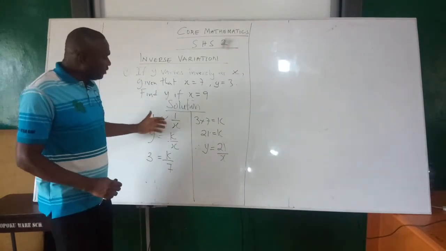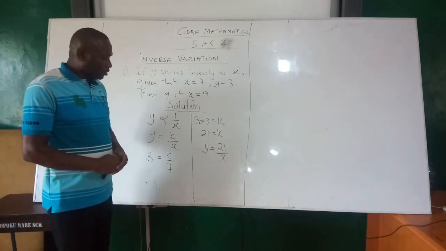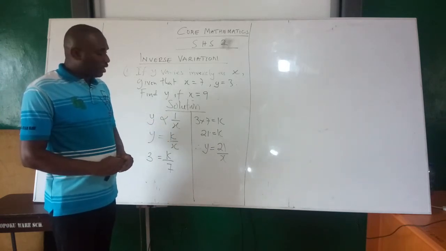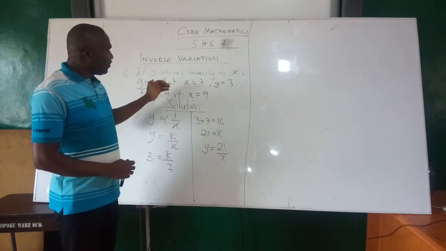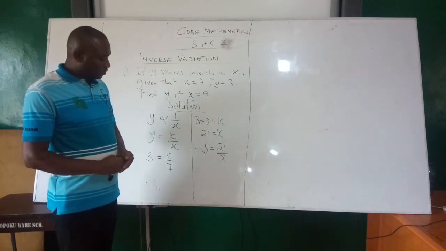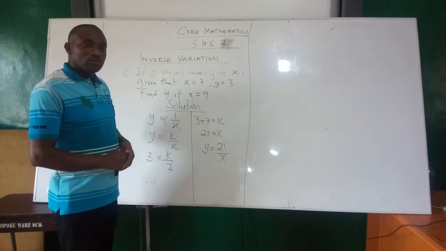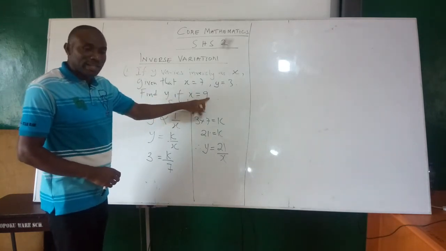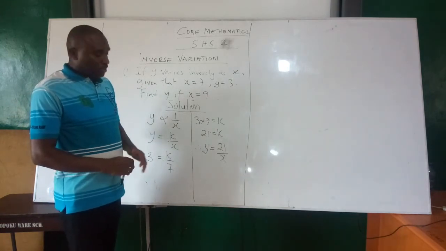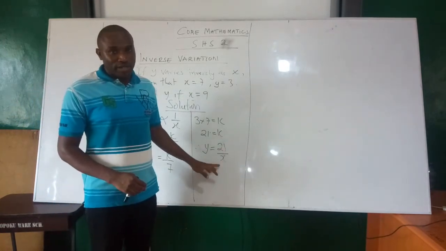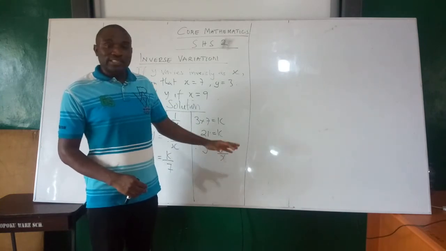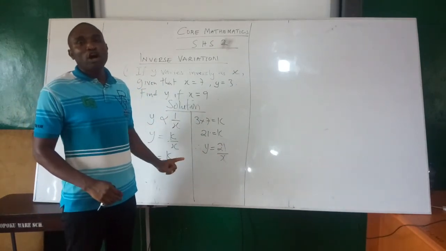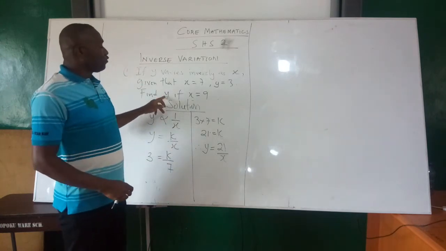Students, I believe this simple example has given you an understanding to some level of inverse variation. So, let's complete it. Now we have to find y if x equals 9. Now that we have y equals 21 over x, or 21 on x, going to the step 4, we are to use this relation to solve for y.